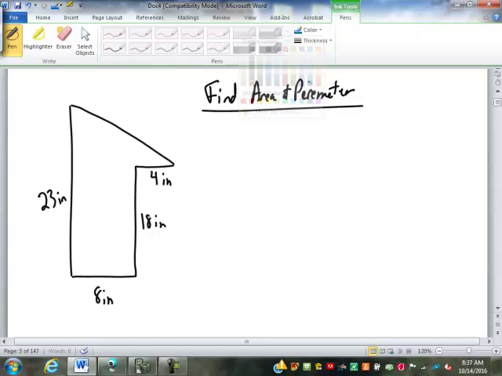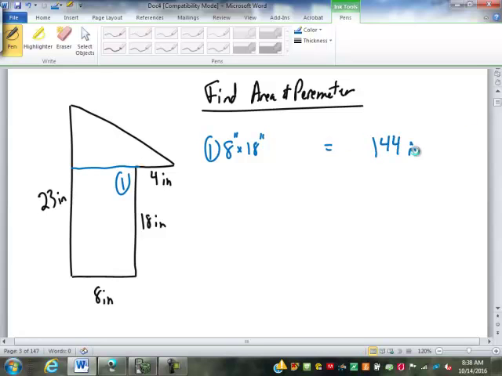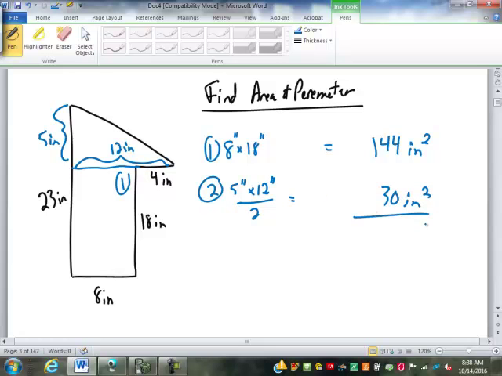Okay, so this one isn't as tough as it could be. We cut it across here. Down here, we have just an 8 by 18 rectangle. That gives me an area of what? 144 square inches. The triangle up here, this is how much? 12. And this is 5. So it's a 5-inch by 12-inch triangle, so we divide by 2. That's 30 square inches. So 174 square inches of area.